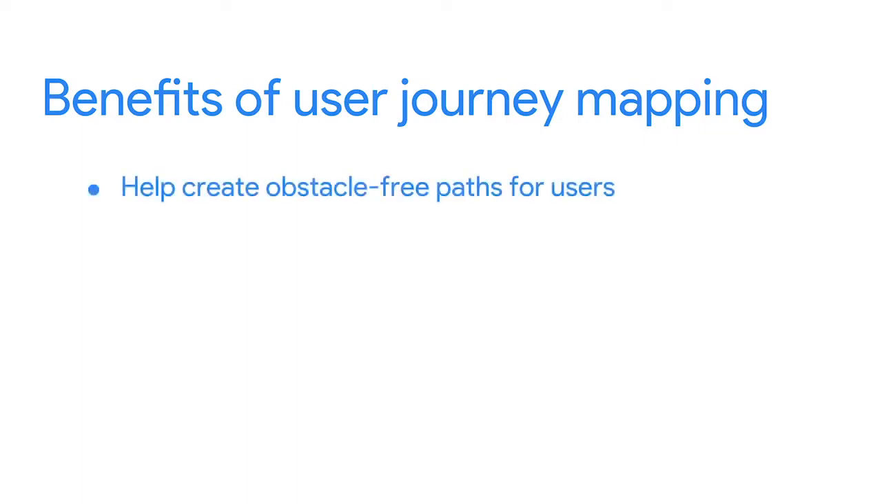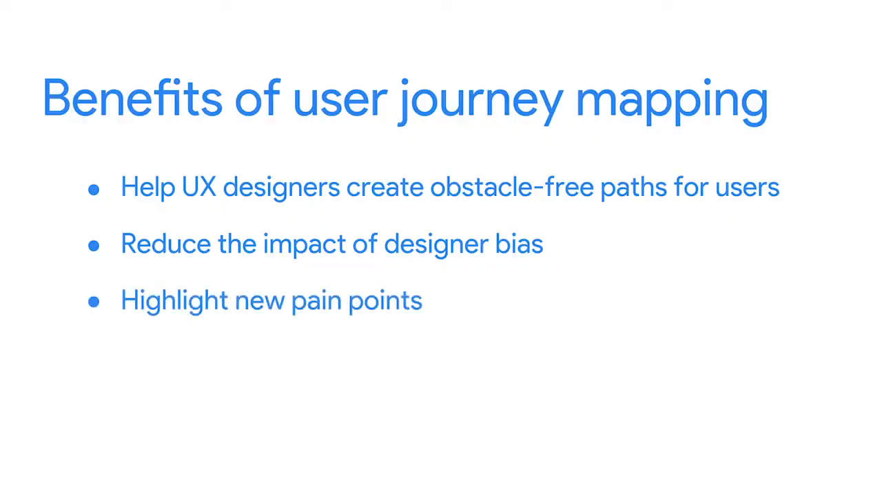First, user journey maps can help create obstacle-free paths for users that solve their pain points as clearly as possible. Additionally, user journey maps can reduce the impact of designer bias, which you might remember as a tendency for the designer to design according to their own needs and wants, instead of the user's. Creating a journey map lets you thoroughly detail the user's interaction with your design. That way, you can really focus on how a specific persona, and not you, thinks and feels at every step. User journey maps can also highlight new pain points that your user might experience along their journey as they use your product. And finally, user journey maps can help you identify improvement opportunities that could streamline the user experience and ease your access to the product.